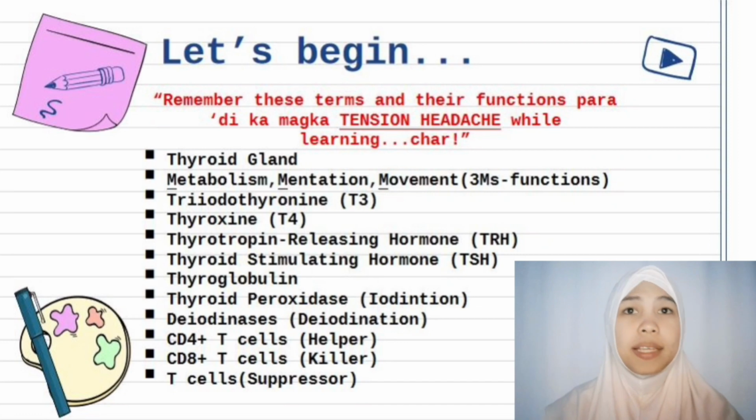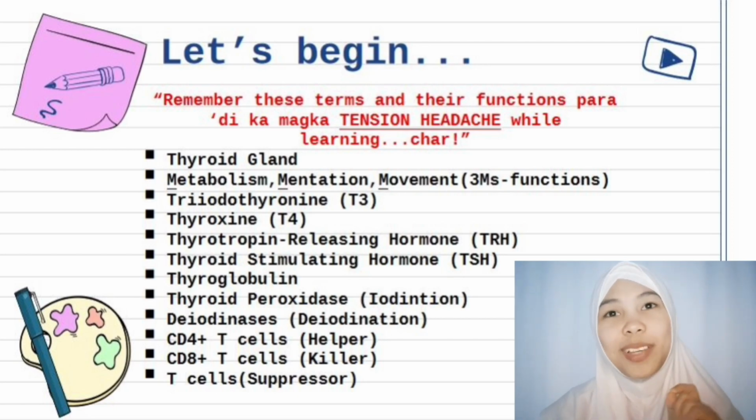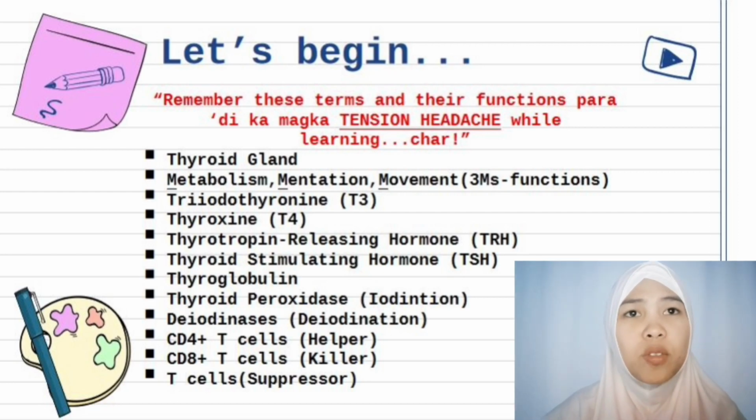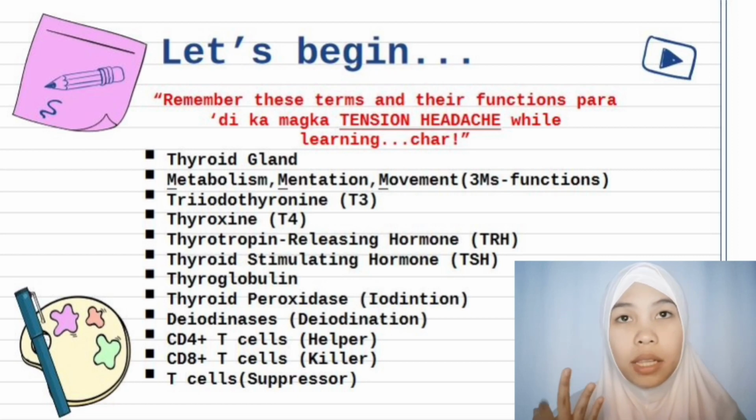So now let's begin. Remember these terms and their functions para di ka magka-tension headache while learning. Char. Okay? So first is the thyroid gland. So ang thyroid gland, of course, alam nyo na. We also have the metabolism, mentation, movement as the 3 M's or functions of our thyroid hormones. You know what mentation is? It is mental activity. So our thyroid hormones contribute to our mentation, to our mental activity.